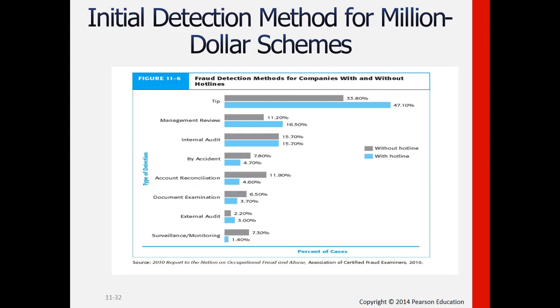And then our document examination is also greater, even more than hotline, surveillance and monitoring, because it is done within the company. And these are the initial detection methods for $1,000,000 schemes based on the 2010 Report to the Nations on Occupational Fraud and Abuse from the Association of Certified Fraud Examiners. The font is quite challenging to see.